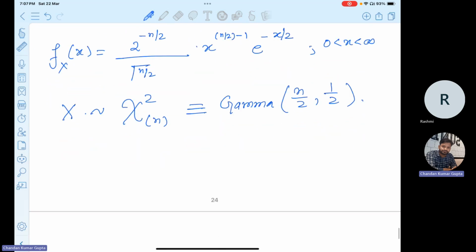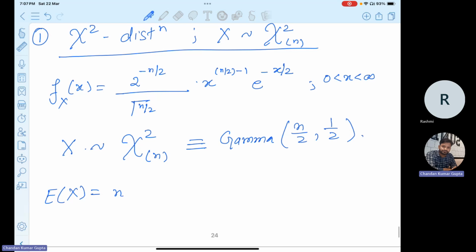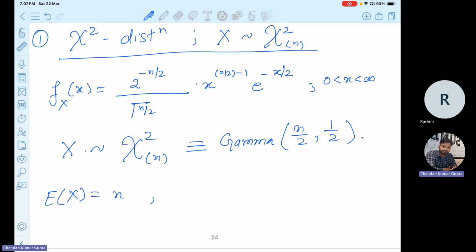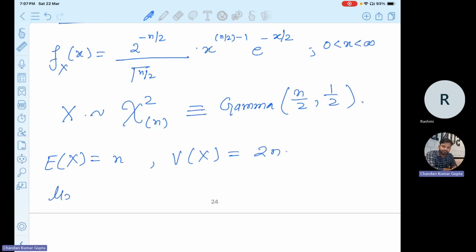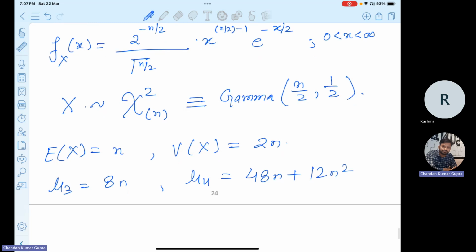Let me write the expected value. The mean of the chi-square distribution is nothing but the degree of freedom itself. Here n is there, so the mean value is n. The variance of the chi-square distribution is twice the degree of freedom, that is 2n. The third order moment is 8n, and the fourth order moment is 48n plus 12n square.